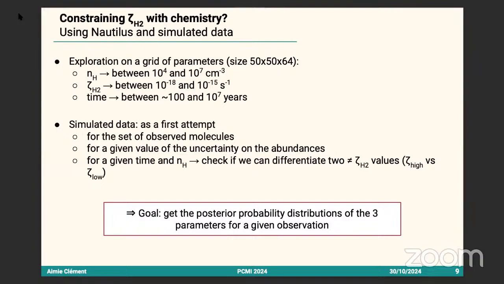As a first attempt, we tried to use it on simulated data. So for the set of observed molecules that are also in Nautilus, for a given value of the uncertainty on the abundances, for a given time, so quite evolved, and a given density, so quite dense. We wanted to check if we could discriminate between two zeta values, one low and one high. The goal is to get the posterior probability distributions for the three parameters for a given observation.